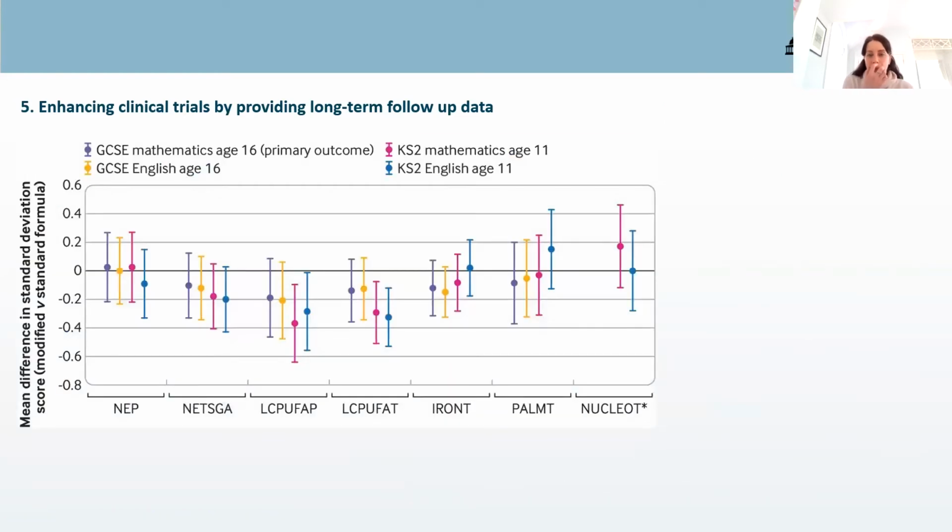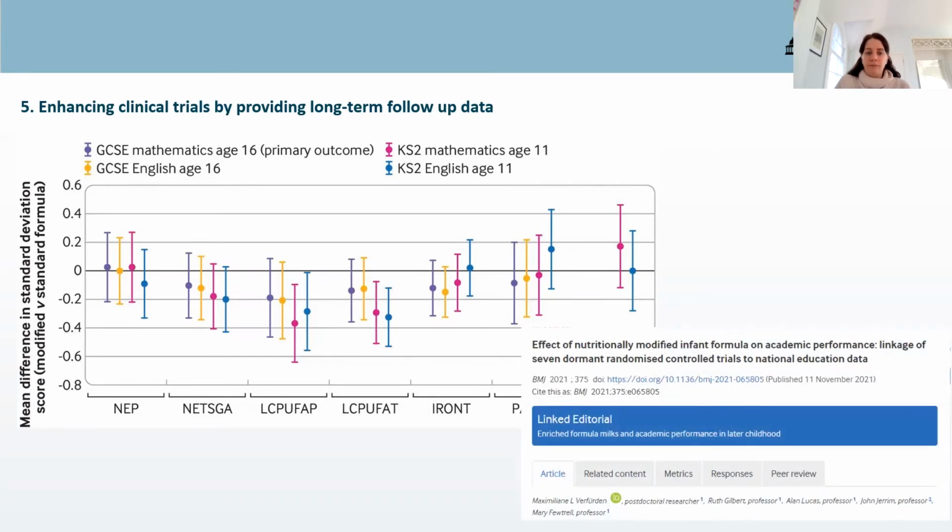And this meant that Max was able to assess GCSE outcome data according to the original trial arm for babies who were born in the 1990s, and actually concluded that infant formula modifications didn't promote any long-term cognitive benefit compared to standard infant formulas. The axis on this plot relates to the mean standard difference, the mean difference in the standard deviation score. So points below the line show a worse outcome for the treatment arm compared to the control arm. And that was published in the BMJ recently.